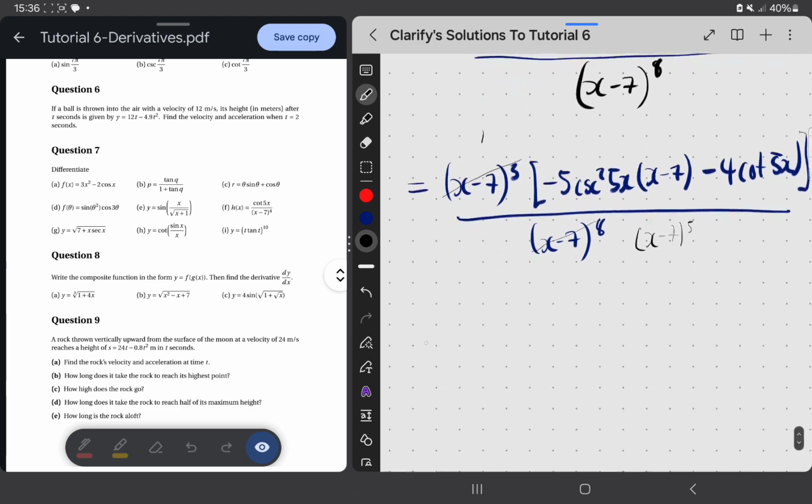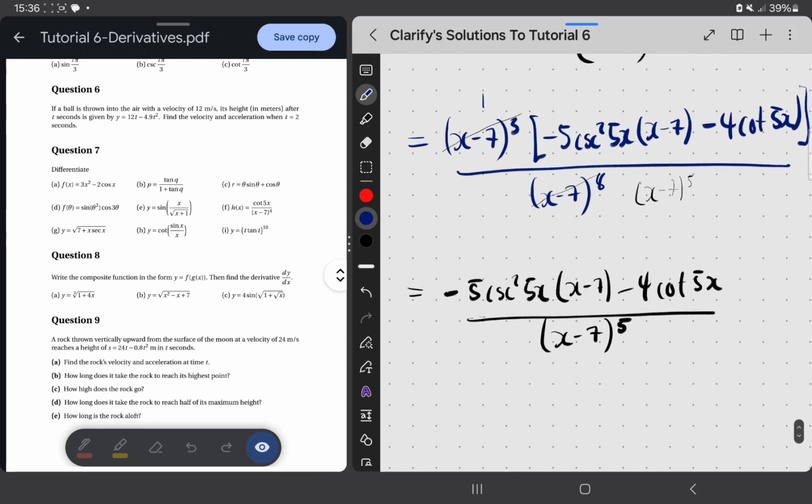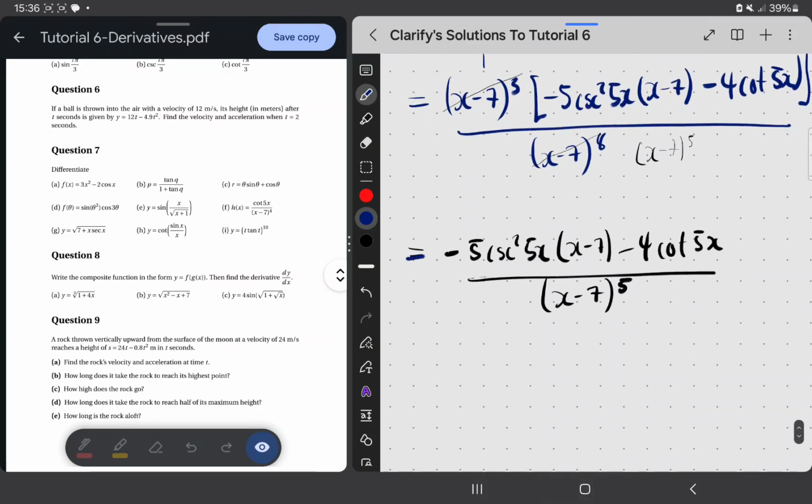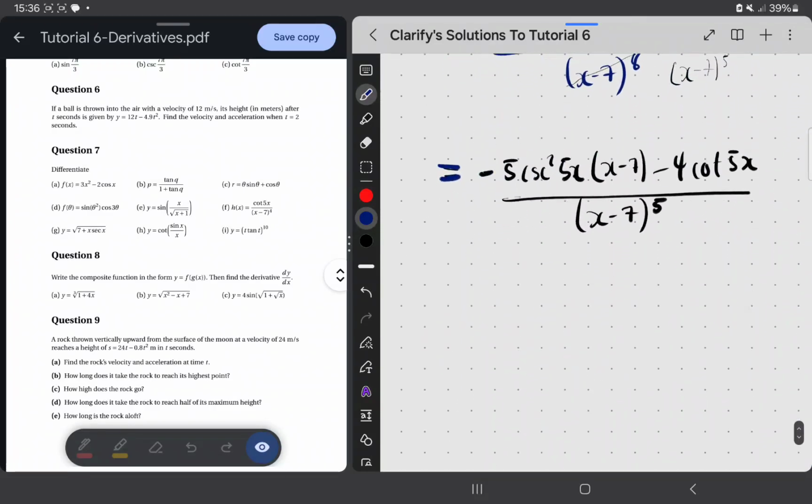So now this is going to become negative 5 cosec squared 5x multiplying x minus 7 minus 4 cot 5x, all over x minus 7 to the power of 5. What we can't do is cancel here and here. No. You have to factor out of these two first, like we did here. That's what you have to do. So this is going to be your final solution, and we have it as our h dash of x, and you are done.